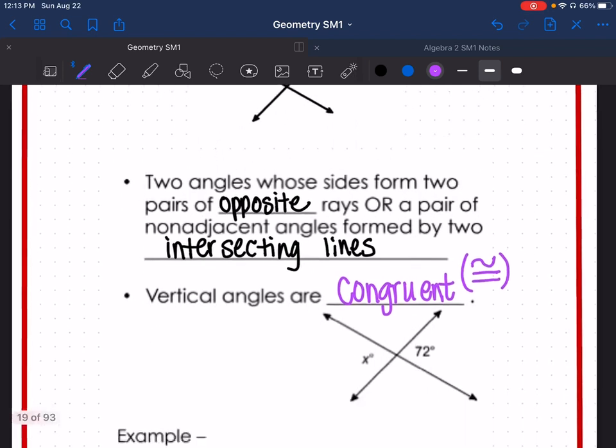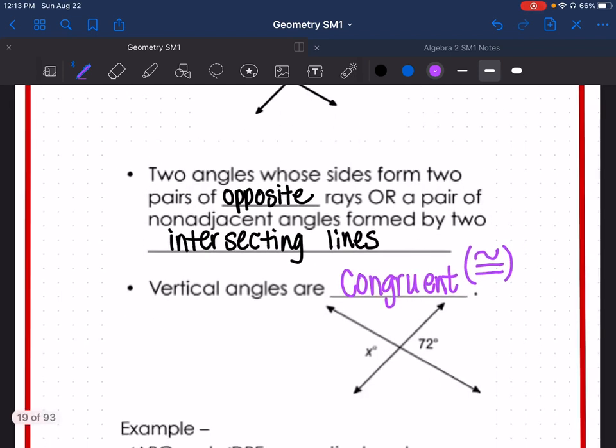When we are vertical, we must share a vertex and we must be on opposite sides of that vertex from each other. So notice they cannot share any sides. This angle here in pink, which is 72 degrees, does not share anything but the vertex with this angle here, which is x degrees. This is what makes them vertical.